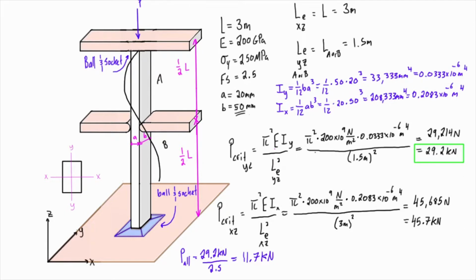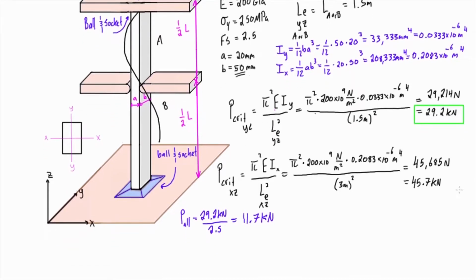So that is the allowable load that we can apply to be within our factor of safety here of 2.5. Now, as always, the one other thing that we want to check is: is this column going to yield before it buckles? And all we need to do there is we have the yield stress up here. It's 250 megapascals for this particular material.